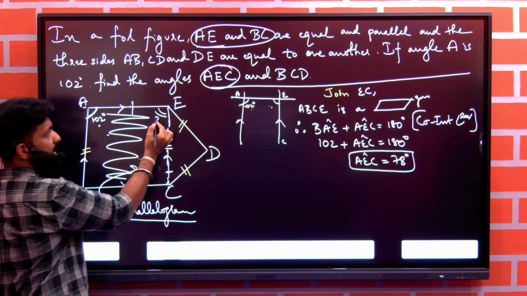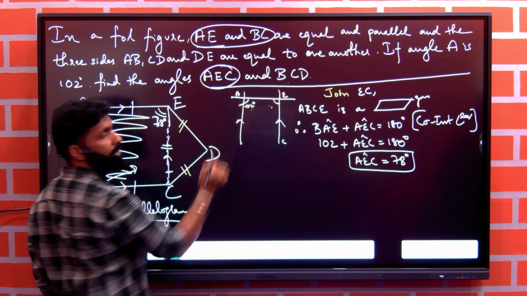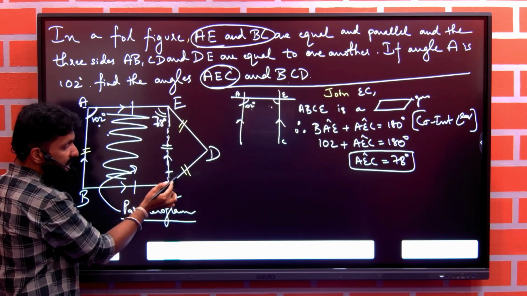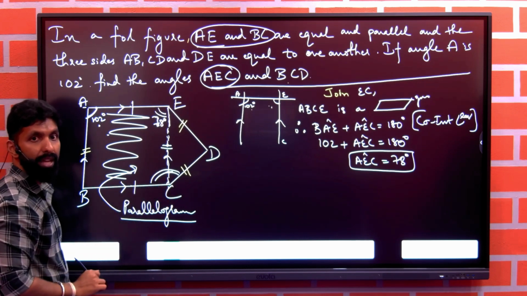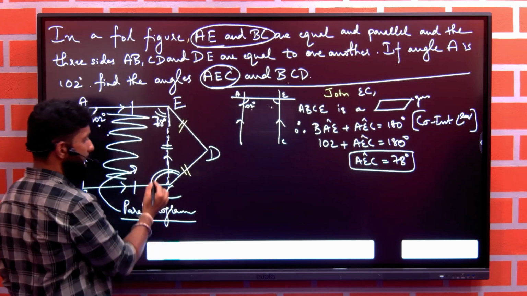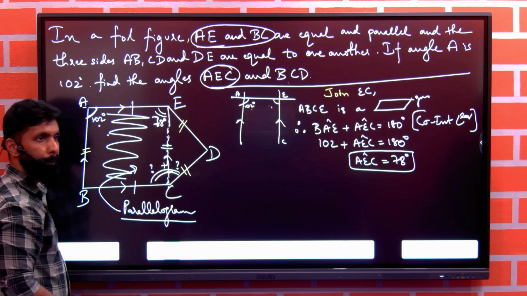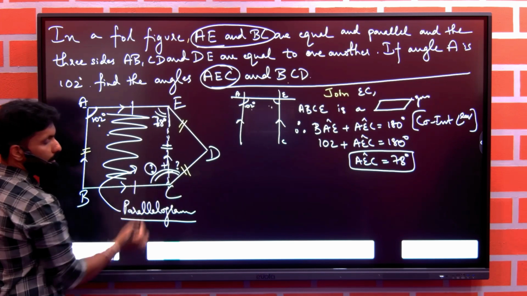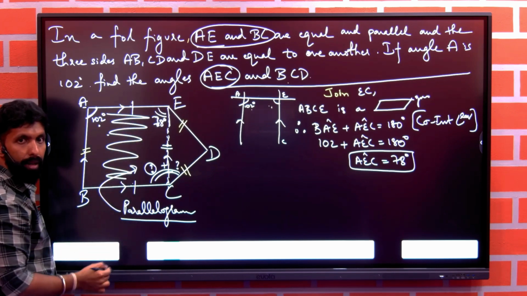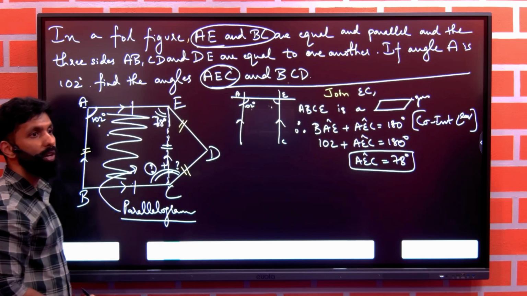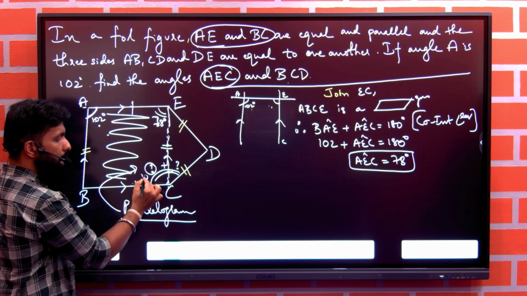So once I get this as 78 degrees, I don't bother about that. I want to know what BCD is. They want us to find this entire angle. This has to be done in two parts. What are the two parts? I have to find this angle as well as this angle and then add them up. How to find this angle? What do we know about a parallelogram? Opposite sides are equal and parallel. Opposite angles are equal to each other. So if this angle is 102, this angle is also going to be 102 degrees.